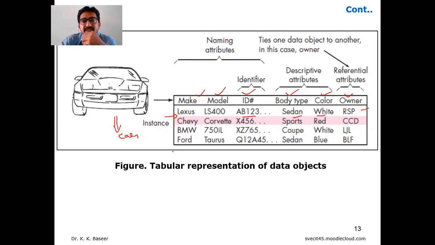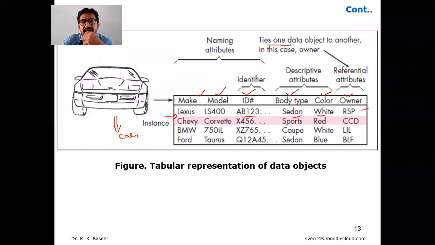An example here is a Lexus LS400, AB123, sedan, white color. RSP is the owner of this. This entire record will be considered an instance. Another instance is a Corvette, X456 model ID number, sports body type, red color. CCD is the owner of this. All of these are considered instances.